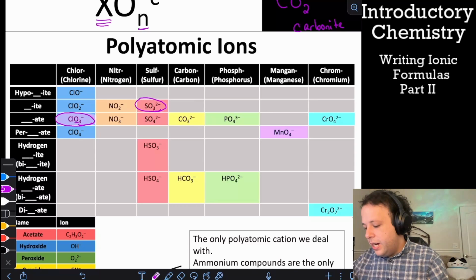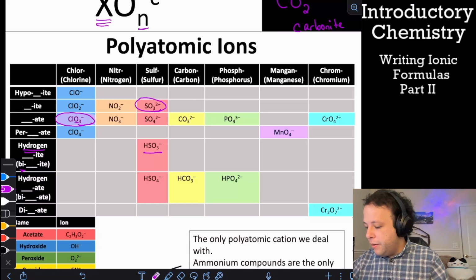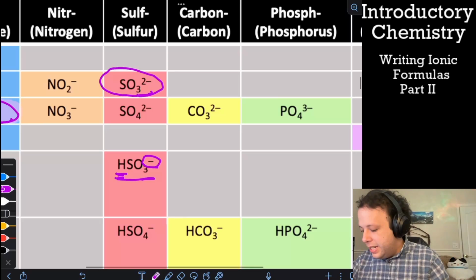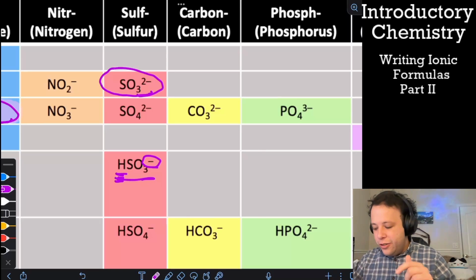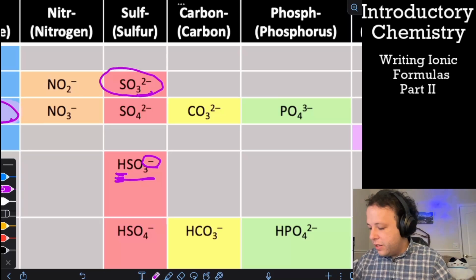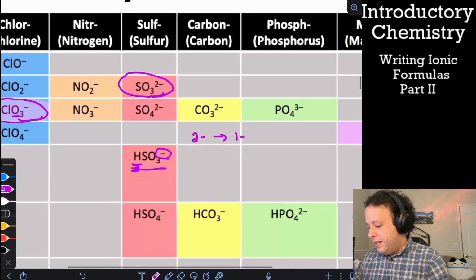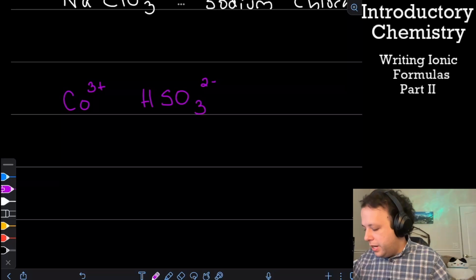Whenever there's a hydrogen in front of it, or it has the prefix bi in front of it, it edits the charge by 1. So you can see that the charge is only -1, and there's a little hydrogen sitting in front of that when it gets altered. So every time we add a hydrogen, the charge goes from 2 minus to 1 minus. So let's go back. We have that HSO3 minus.